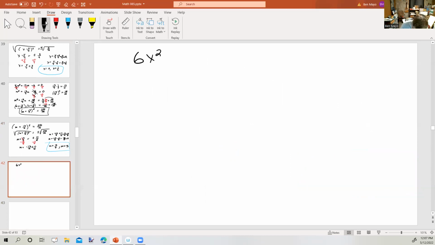6x squared minus 12x plus 1 equals 0. We're going to complete the square, get an exact solution, and then get an approximation to the nearest hundredth. So the leading coefficient is not a 1. And I should point out it's in standard form, x squared, x, constant. Okay, we're going to divide everybody by 6.